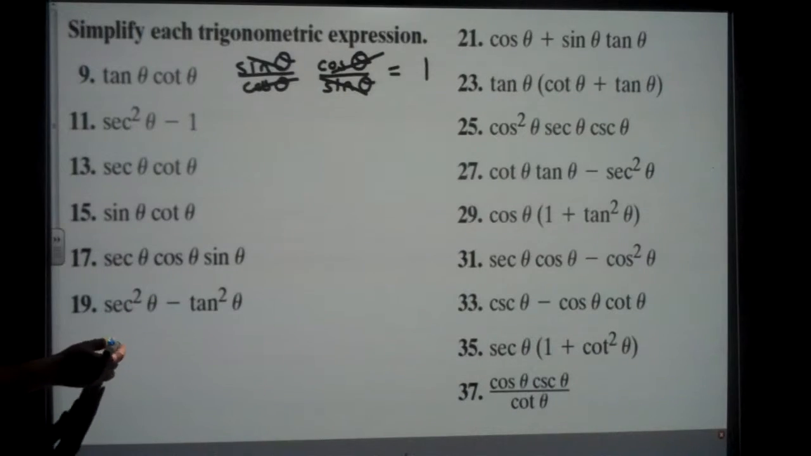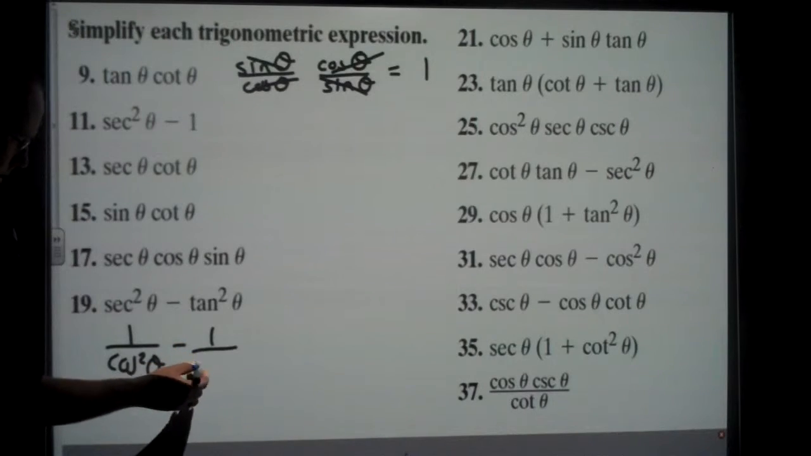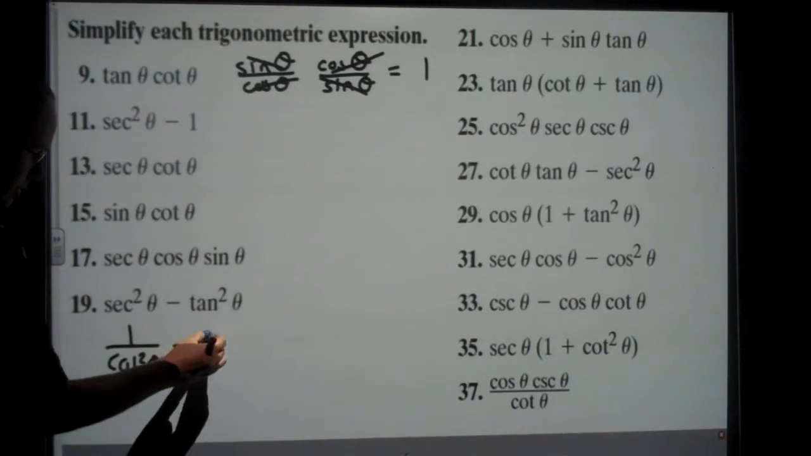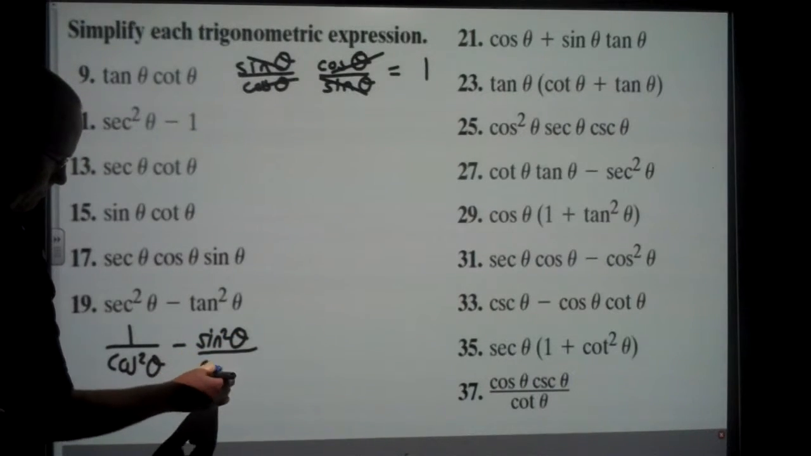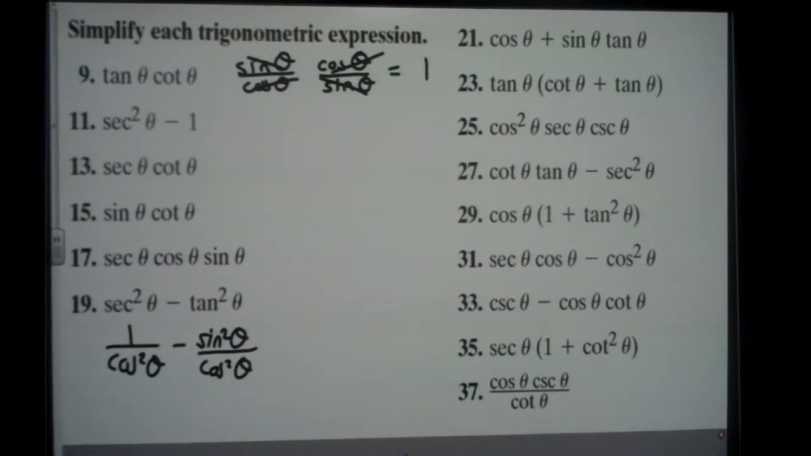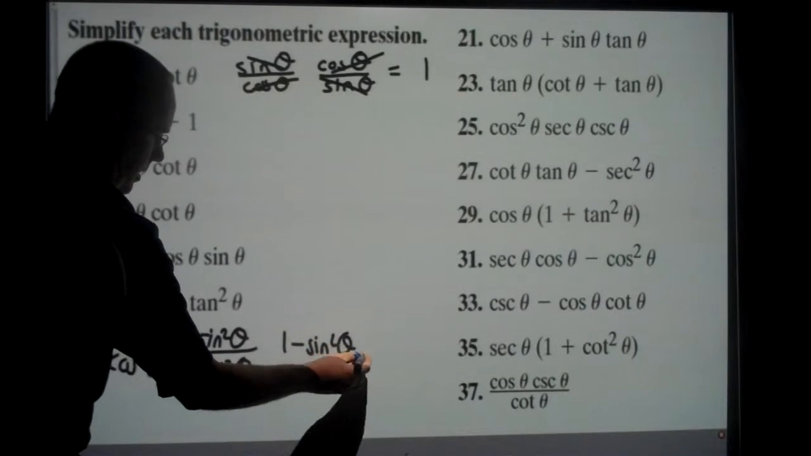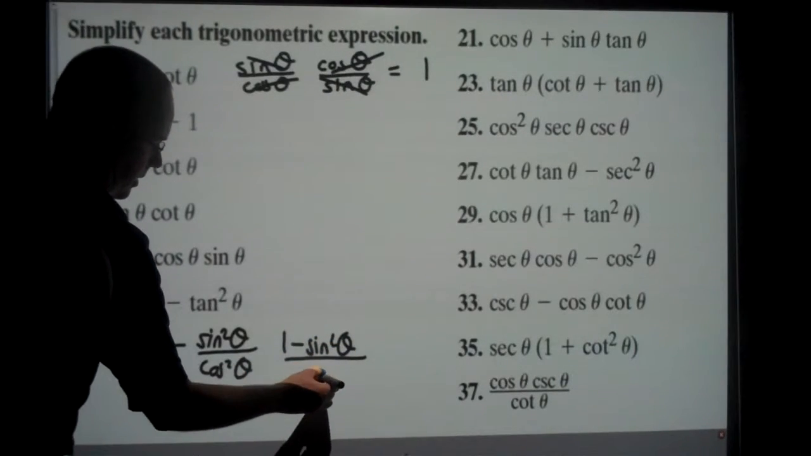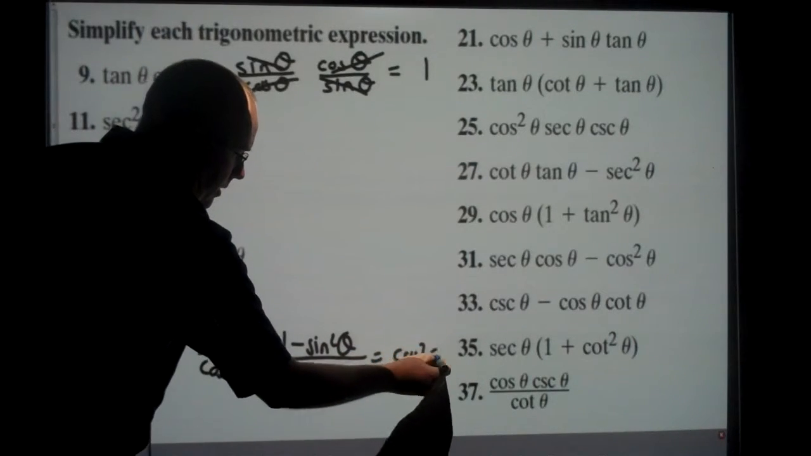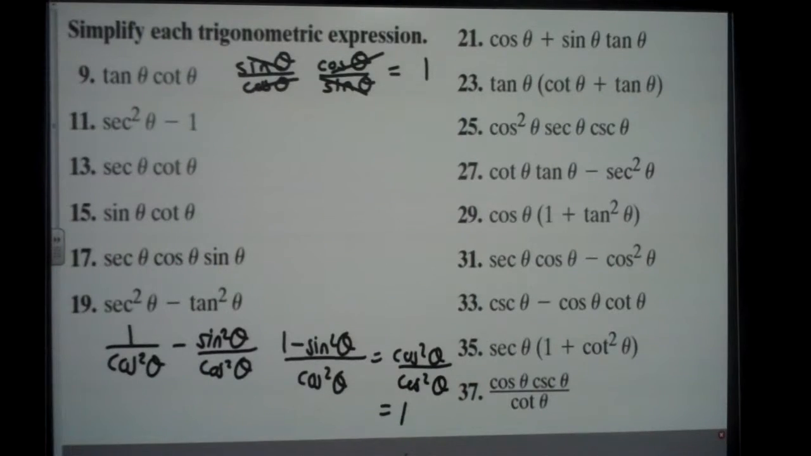Well, we could possibly write secant squared as 1 over cosine squared. And this one would be, whoops, tan squared would be sine squared over cosine squared. Now, luckily for us on this one, we do have that common denominator, so we can combine this straight away. So we can say this is 1 minus sine squared theta over cosine squared theta. But then notice 1 minus sine squared theta is cosine squared theta. So when we divide something by itself, we get 1.